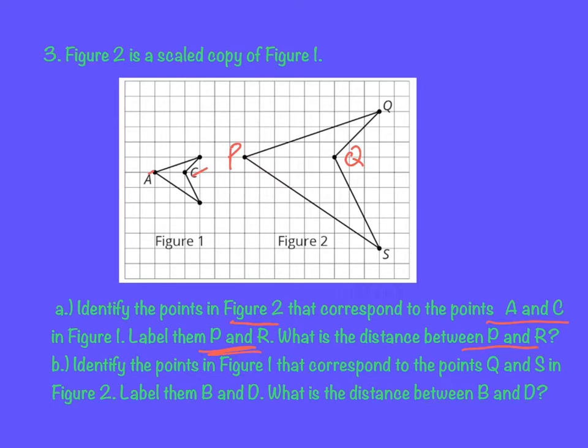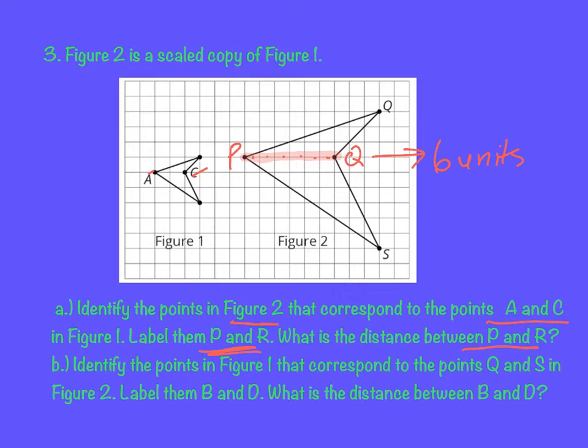What is the distance between P and R? Well, that would be this distance straight across. So if I did count that, 1, 2, 3, 4, 5, 6, that would be 6 units.